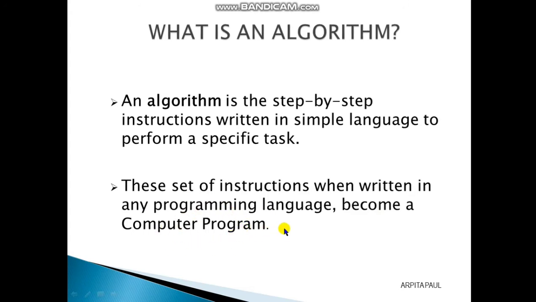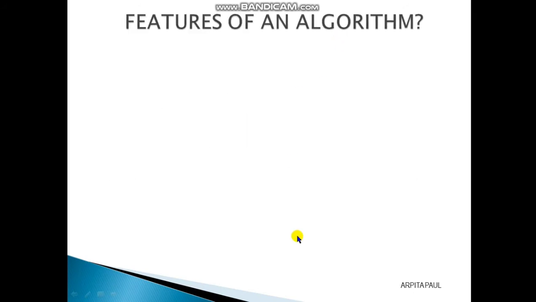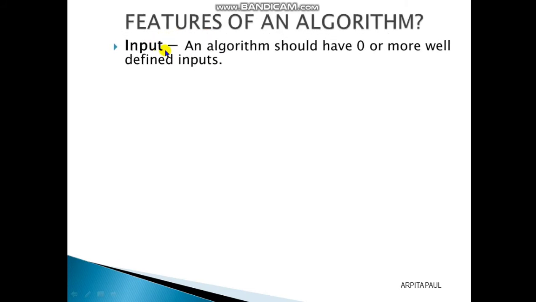Now we need to know what are the features of an algorithm. These features are very important and compulsory. We need to keep all these features in our mind whenever we are writing an algorithm. So what are those features? First one is input. An algorithm should have 0 or more well-defined inputs. It's compulsory that an algorithm should have 0 or more proper, accurate inputs.